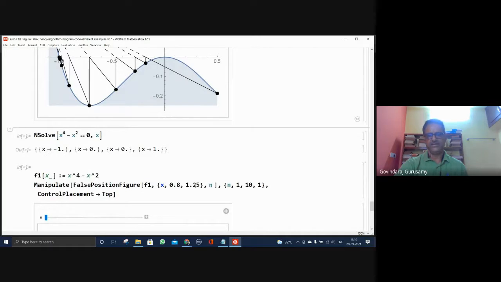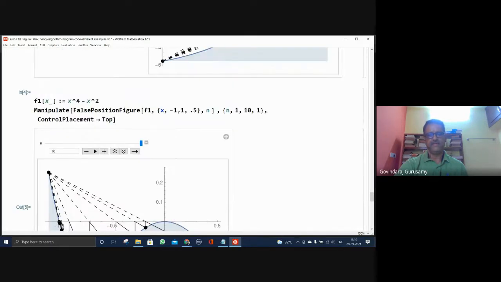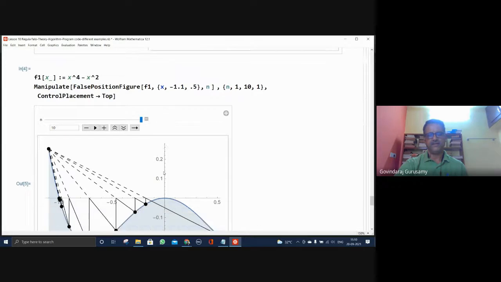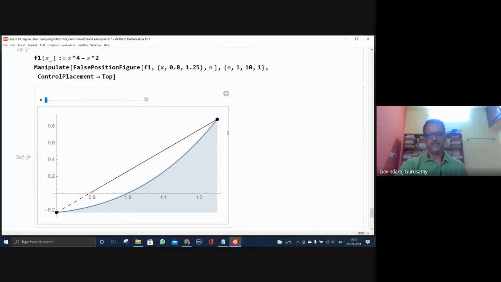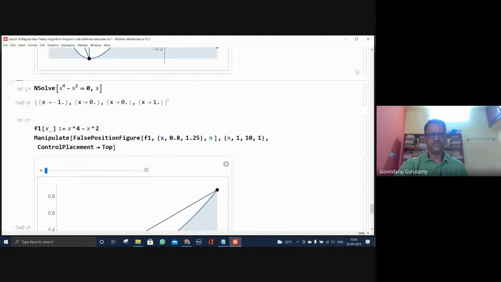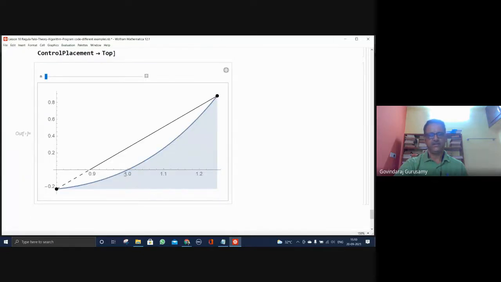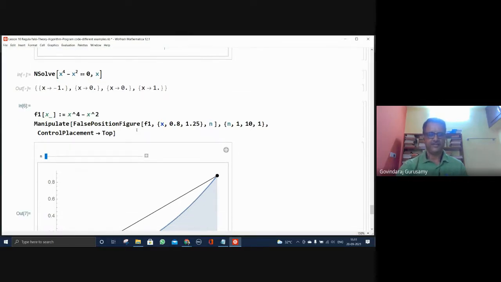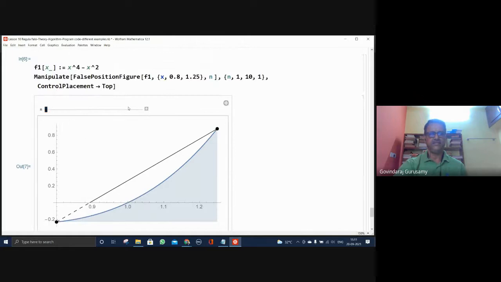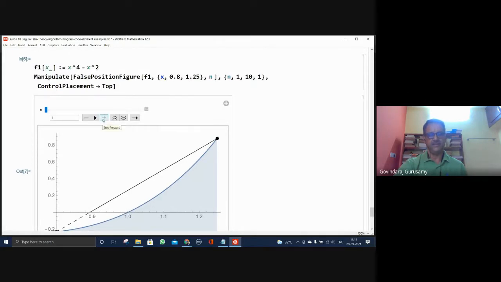Here I change this region, minus 1.2 to 0.5. But here I'm coming the other way, 0.8 to 1.25, to find out the other root, which is plus 1. It's crossing here. So same thing, just copy over it here, change the range alone, and do the manipulation of this, with the value of n 1 by 1.